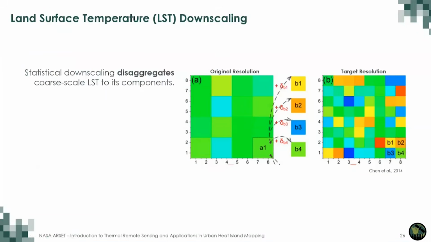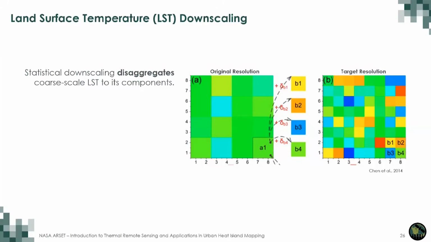So moving on to some theory of the actual downscaling. Statistical downscaling, what we call sharpening, is where we're disaggregating a coarse scale thermal pixel into its subpixel components. And the trick here is to use auxiliary data that has a higher spatial resolution that is statistically correlated with the land surface temperature, which is our target here.